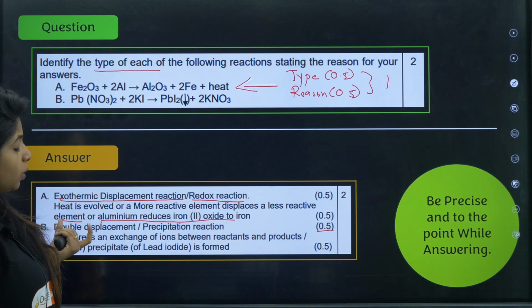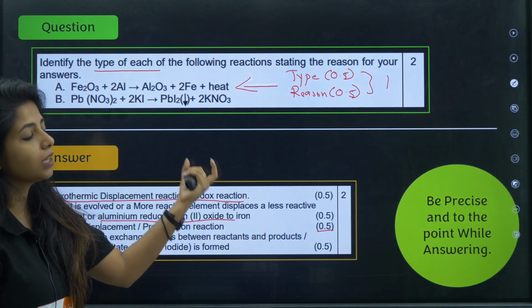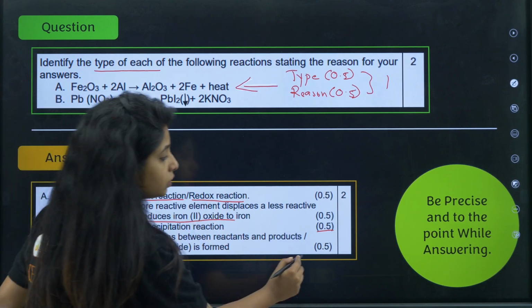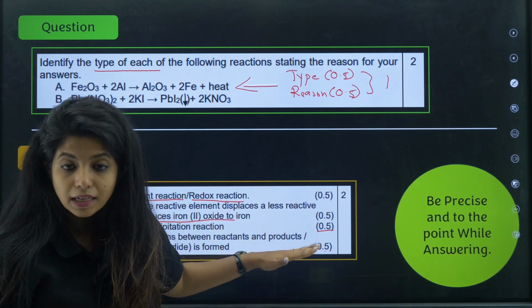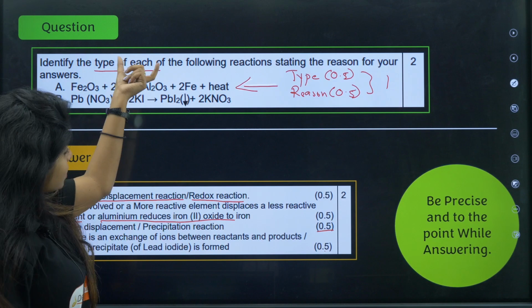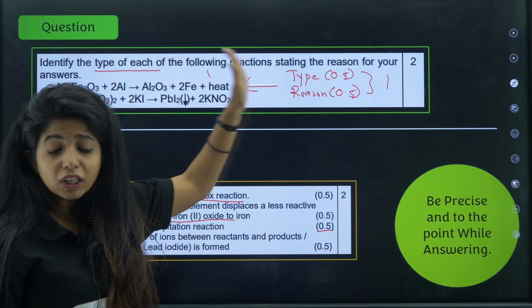So first they explain the exothermic, then they explain displacement, then they explain redox. Either way you have to explain. This is 0.5 marks, dear children. Okay, so for all steps you are getting marks, remember that. So analyze the question first. Okay, read the question carefully first.